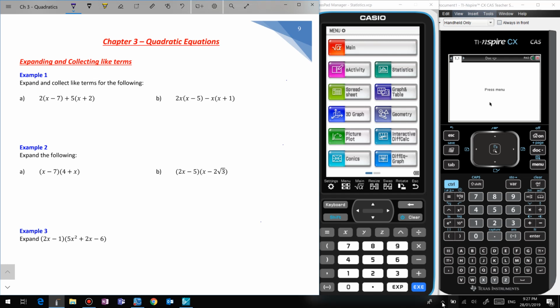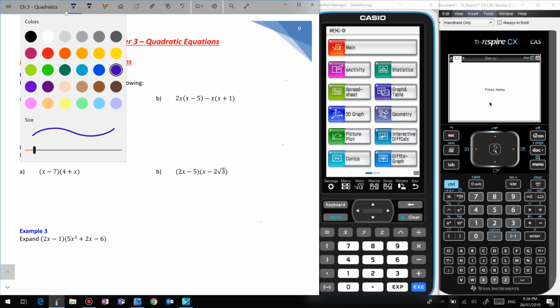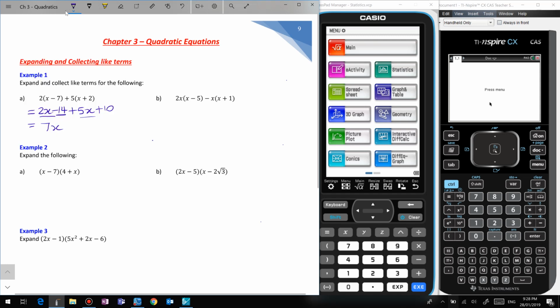and collect like terms. So the first one, we multiply the 2 in, so you get 2x minus 14, and then plus 5 times x plus 10. Then we collect our like terms, 2x and 5x is 7x. And also I collect my negative 14 plus 10, negative 4. So that's 7x minus 4.